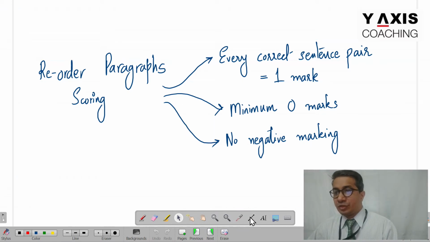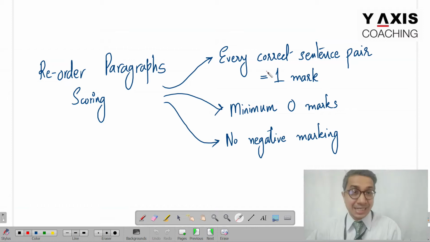If you, for example, have 5 sentences to reorder, that will make it 4 pairs. Okay, so if all those pairs are correct, you get 4 marks for 4 correct pairs. However, if you only get 2 out of those 4 pairs correct, you will get 2 marks. So the scoring is 1 mark for every correct pair. A pair is one sentence followed by another sentence in the same order. That is what we call a correct pair. And a correct pair gives you 1 mark.